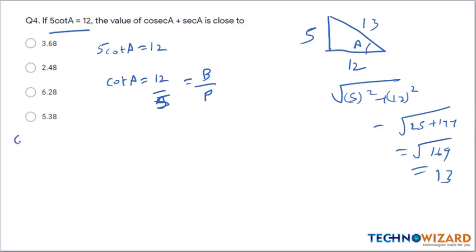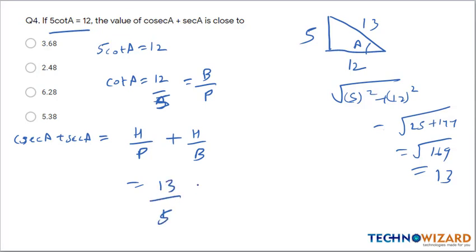Now we have to find the value of cosec A plus sec A. We know that cosec is the reciprocal of sine, and sine is P by H. Therefore, cosec will be H by P. Similarly, sec is the reciprocal of cos, and cos is B by H. This will be H upon B. Now H is 13, P is 5. H is 13, B is 12.